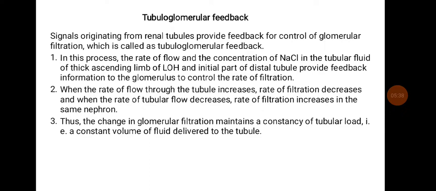When the rate of flow through the tubule increases, the rate of filtration decreases, and when the rate of tubular flow decreases, the rate of filtration increases in the same nephron. Thus, the change in the glomerular filtration maintains a constancy of tubular fluid, that is, a constant volume of fluid delivered to the tubule.